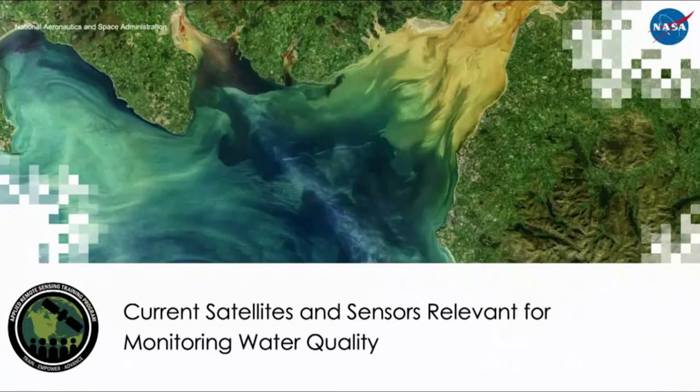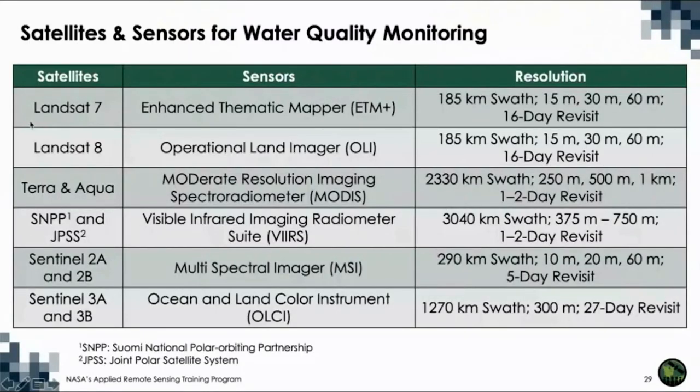This brings us to current satellites and sensors that can be used for monitoring water quality. Here is a list of satellites which are currently flying with these sensors on board. All these sensors are basically optical sensors, all observing reflectance in visible to near-infrared wavelengths and, in some cases, thermal infrared wavelengths. Starting with Landsat, current missions are Landsat 7 and 8 with Enhanced Thematic Mapper and Operational Land Imager, respectively. These sensors have a swath size of 185 kilometers and spatial resolution of 15 to 60 meters, depending on bands, and that's nominally 30 meters. Their temporal revisit time is 16 days.